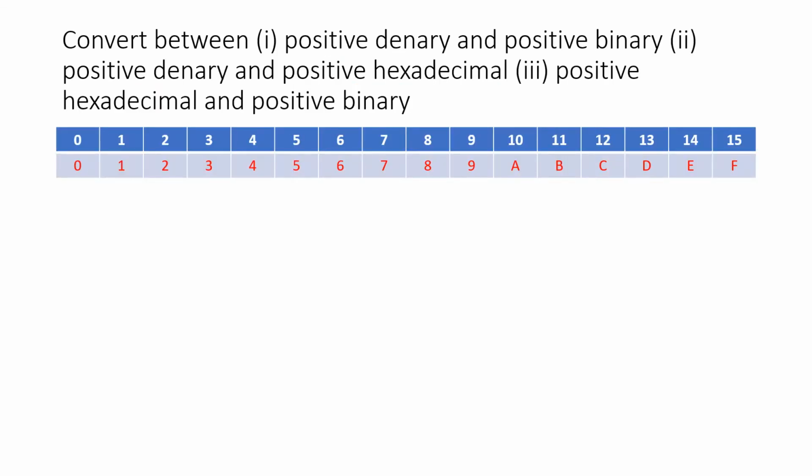So the big thing that Cambridge says you need to be able to do for this part of the course is to convert between the different number systems. So you need to convert between positive denary and positive binary, between positive denary and positive hexadecimal, and between positive hexadecimal and positive binary. We'll do a couple of examples, and we'll probably go from a denary number and take you through to binary and then to hexadecimal, and then we'll do a hexadecimal number and take it down to binary and then to denary.